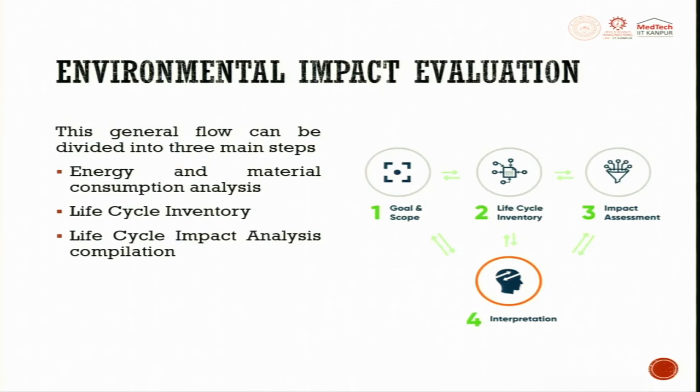In the environmental impact evaluation, there's a general flow that can be divided into three main steps, as given here: the energy and material consumption analysis, the life cycle inventory, and the life cycle impact analysis compilation. For that, we need to identify our goal and scope of the assessment that we are going to do. We need to understand the life cycle inventory of the component or the product under study, and the impact assessment. This will only give the interpretation.